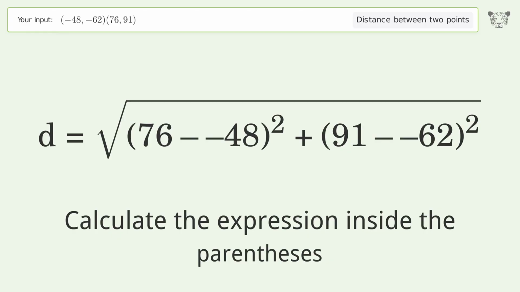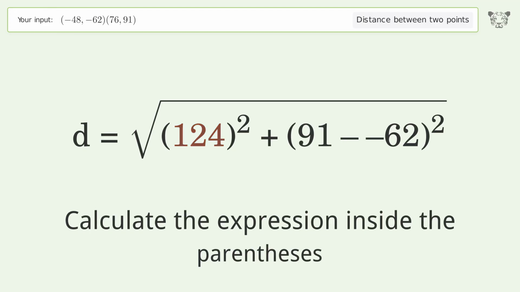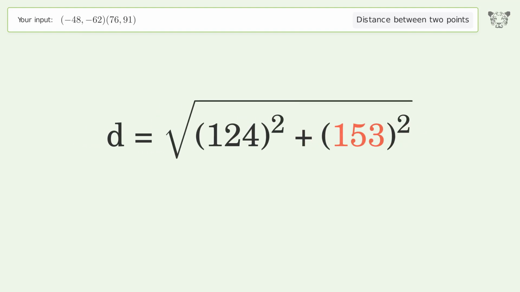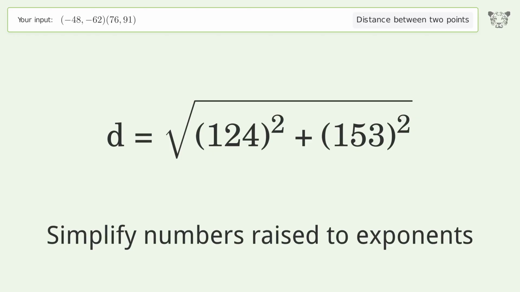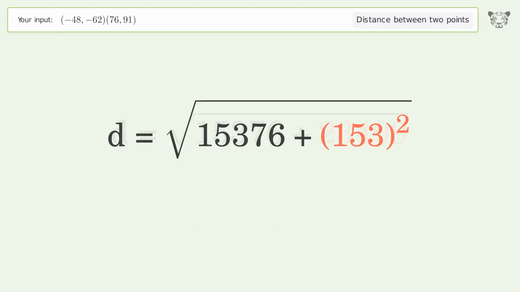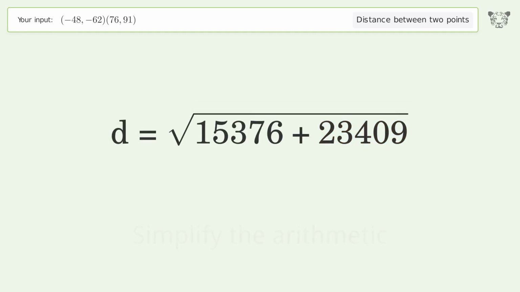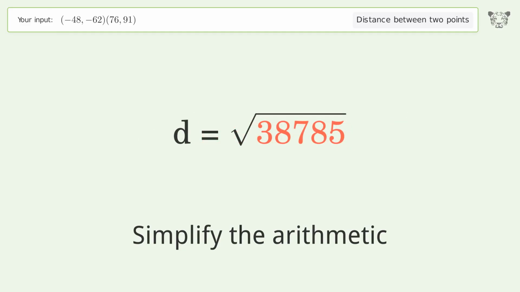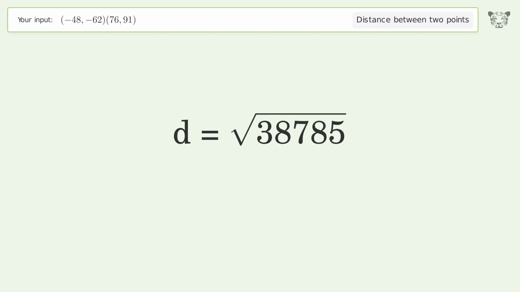Calculate the expression inside the parentheses. Simplify numbers raised to exponents. Simplify the arithmetic. And so the distance between the 2 points is the square root of 38,785 or 196.939.